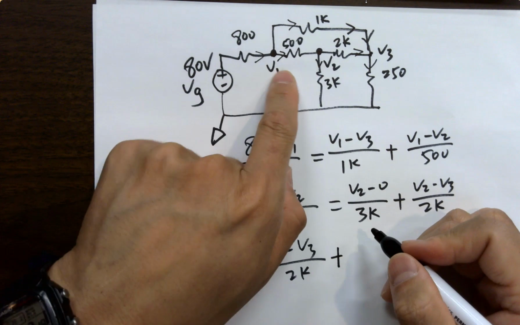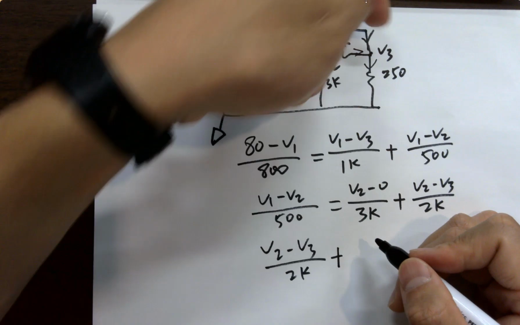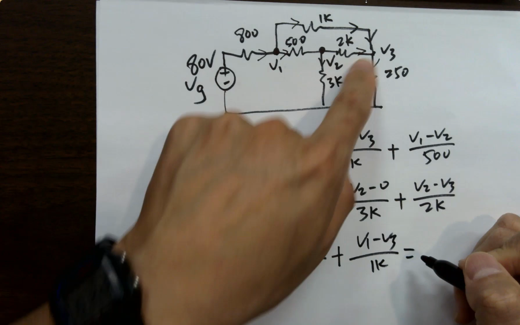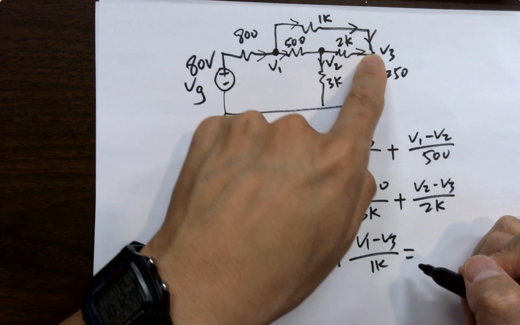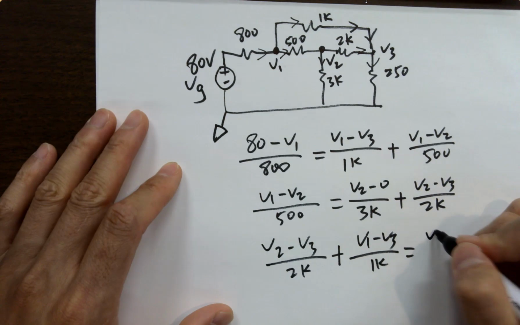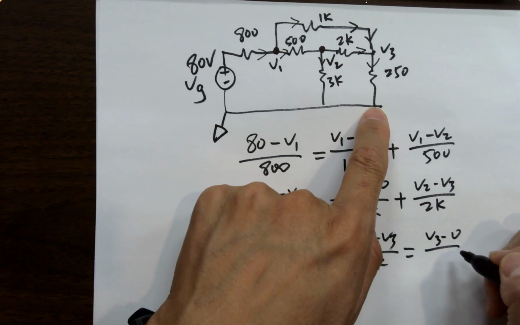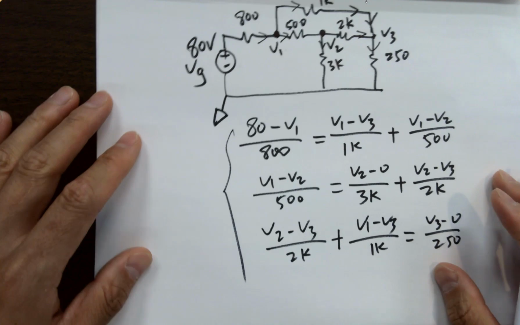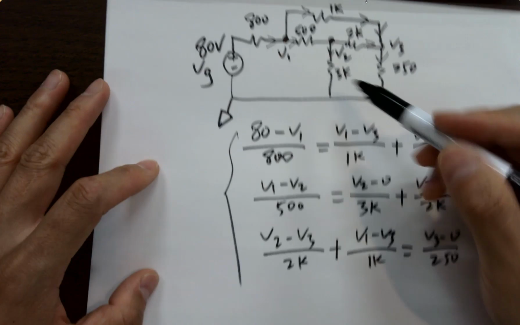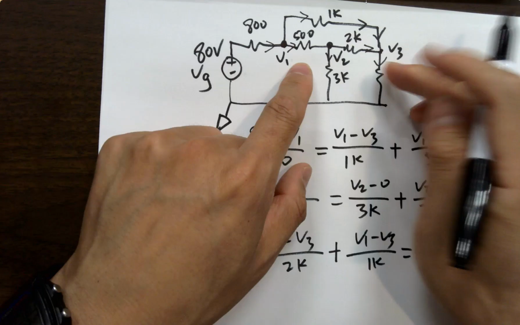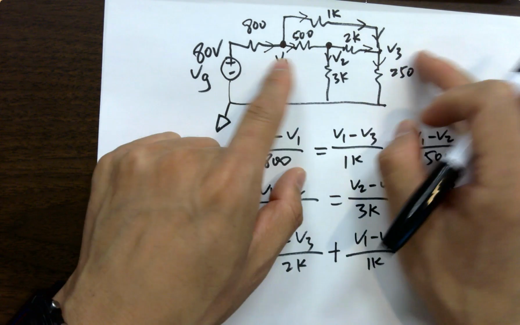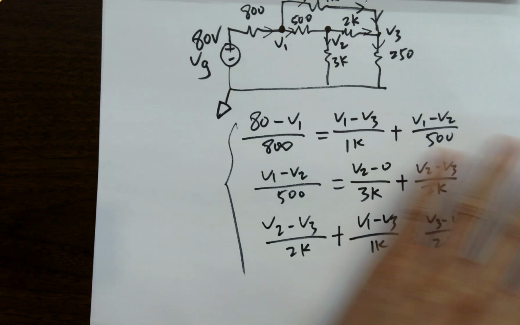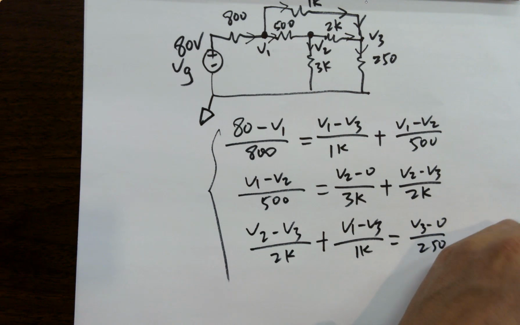Plus V1 minus V3 over 1K equals the one single current going out from this node, which is V3 minus 0, ground here, over 250. So I have three variables and three equations. You can easily solve for all three voltages. Once you know them, you can solve for everything: the currents, power, anything in the circuit. That's the second problem.